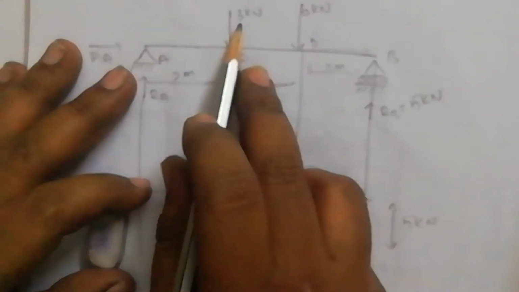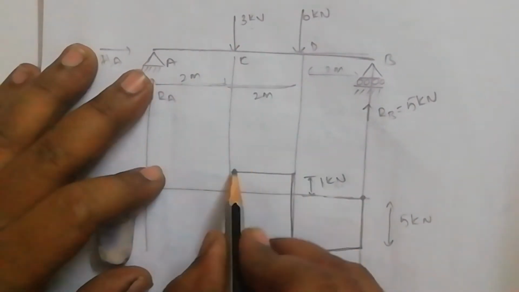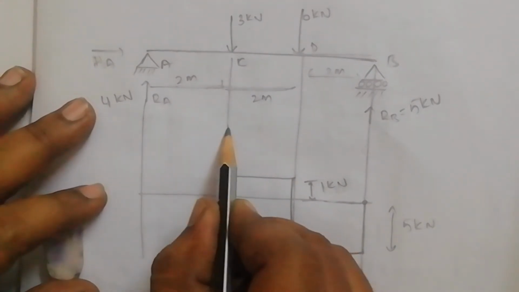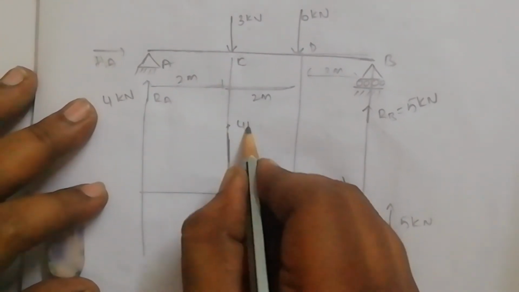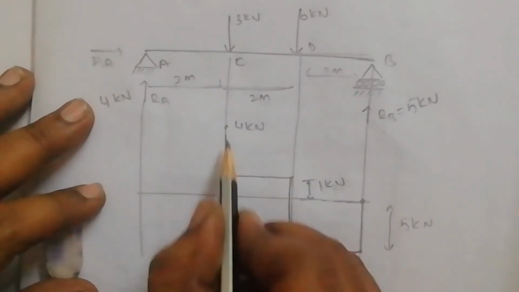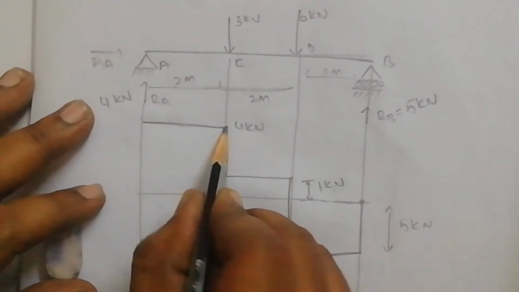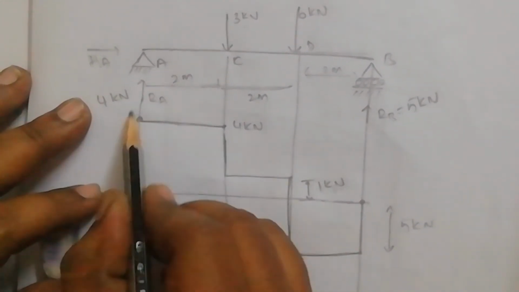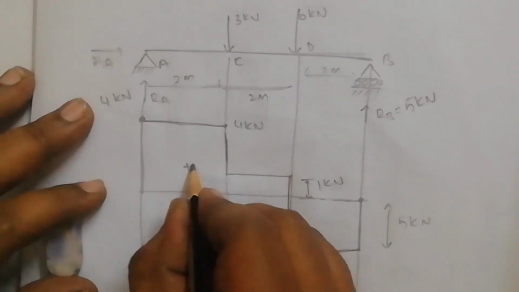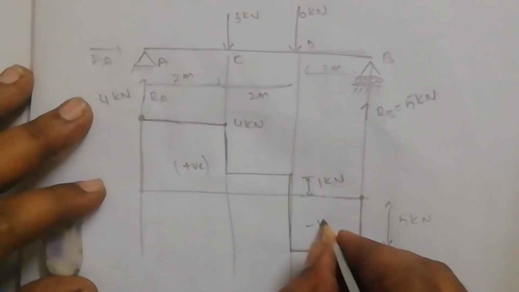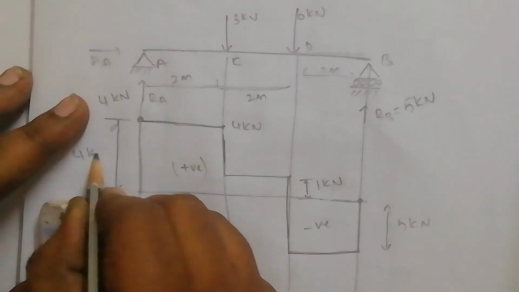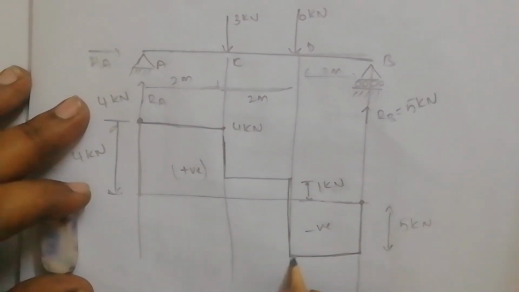When I get here, I have a load of 3 kilonewton acting downward. Downward means we have to move in the positive direction. So positively we move, and reach the value of 4 kilonewton. Why? Because already this is 1, plus 3 is 4. So I have reached this point. Again there is no load between these two. When I reach this point, I come across a load which is acting upward, so that will make it 0. So this is your positive side, this is your negative side. The maximum height of this is 4 kilonewton. This is your 5 kilonewton.